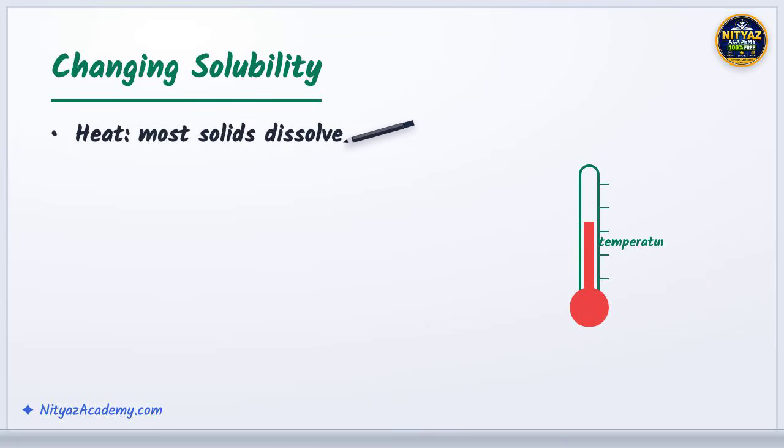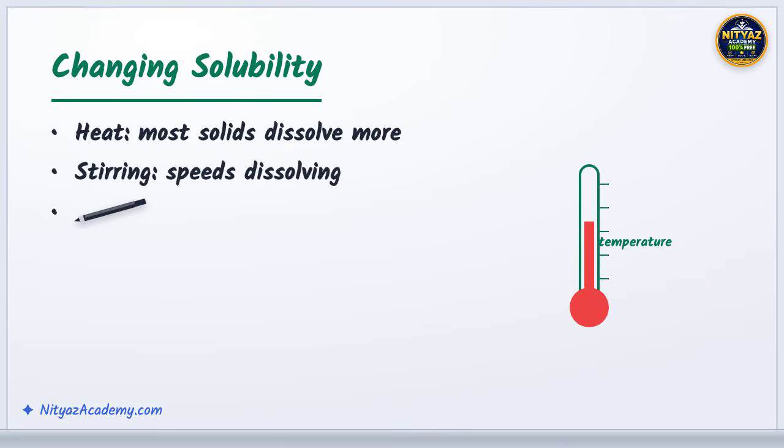How much will dissolve depends on conditions. For most solids, heating the solvent lets more dissolve, which is why sugar vanishes faster in hot tea. Stirring speeds things up too. But once no more can dissolve, the solution is saturated, and extra solute simply settles. Control temperature and stirring, and you control how a solution forms.